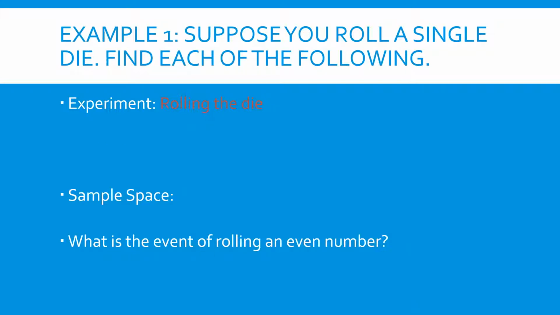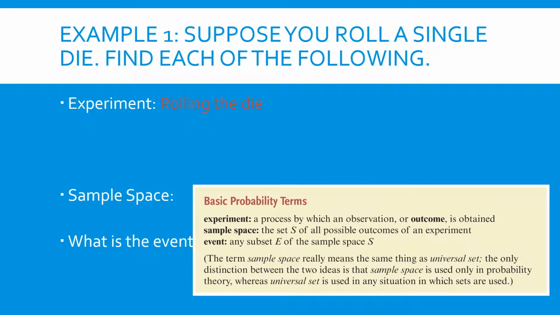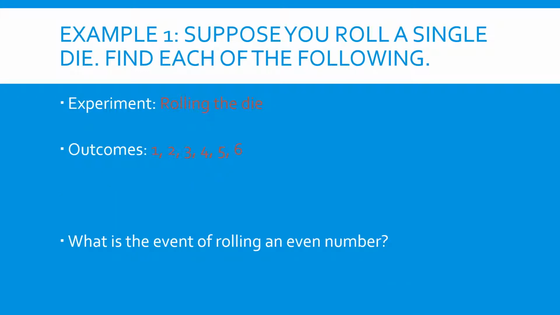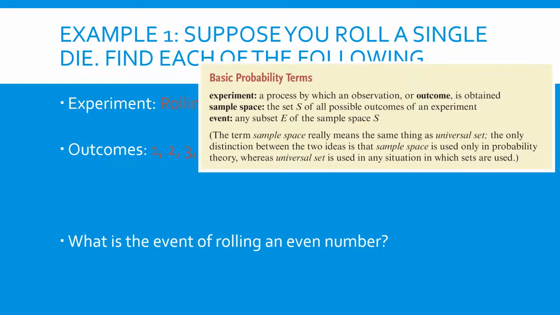Next, we have to find the outcomes. So when you roll a single die, the outcomes are going to be 1, 2, 3, 4, 5, and 6. Next, we have to find the sample space. The sample space is the set of all possible outcomes of an experiment. So you just take all those outcomes 1 to 6 and then put them in little curly braces and then name them S for sample space.